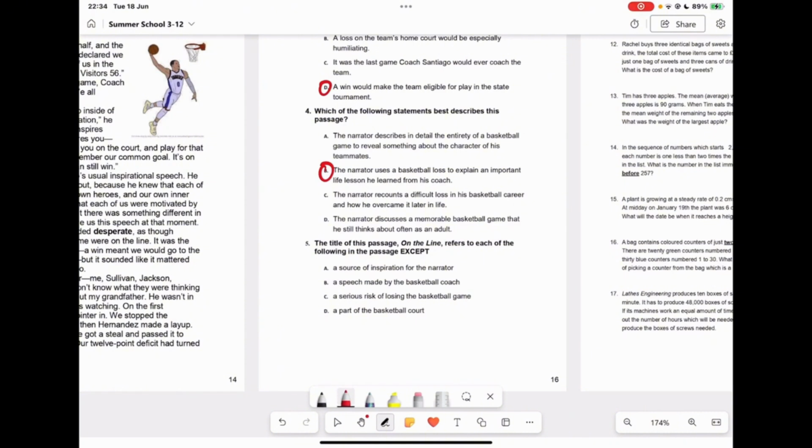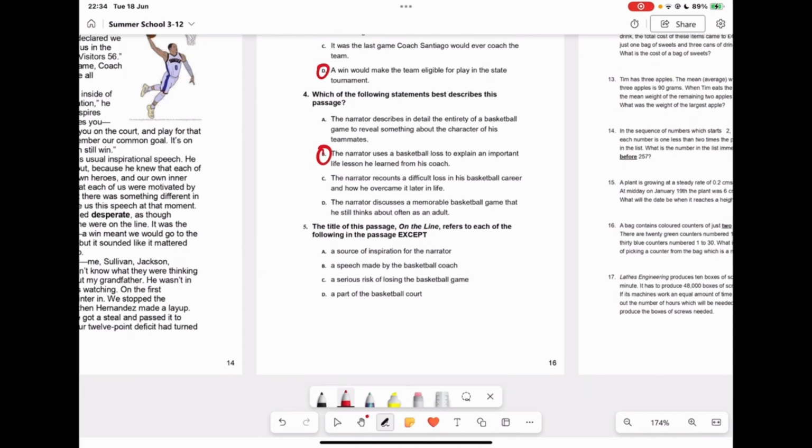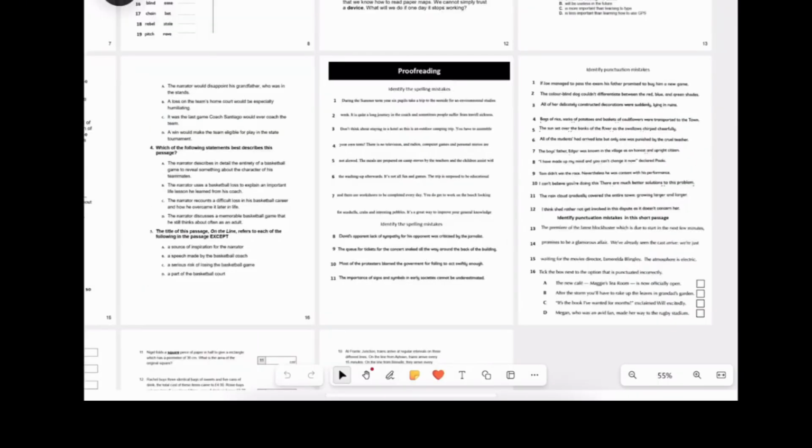A, a source of inspiration, yeah. A speech, yeah. A very serious risk of losing, yeah. Part of the basketball court, no. So it's okay. Proofreading. Identify the spelling mistakes.